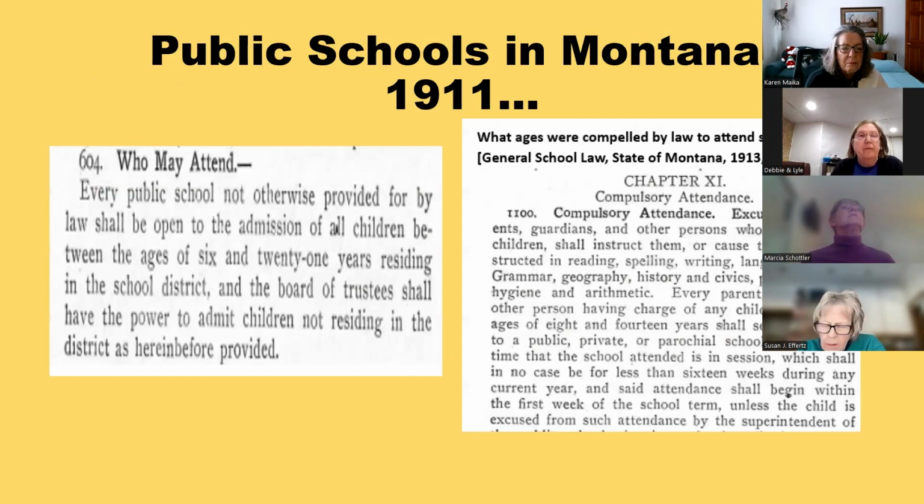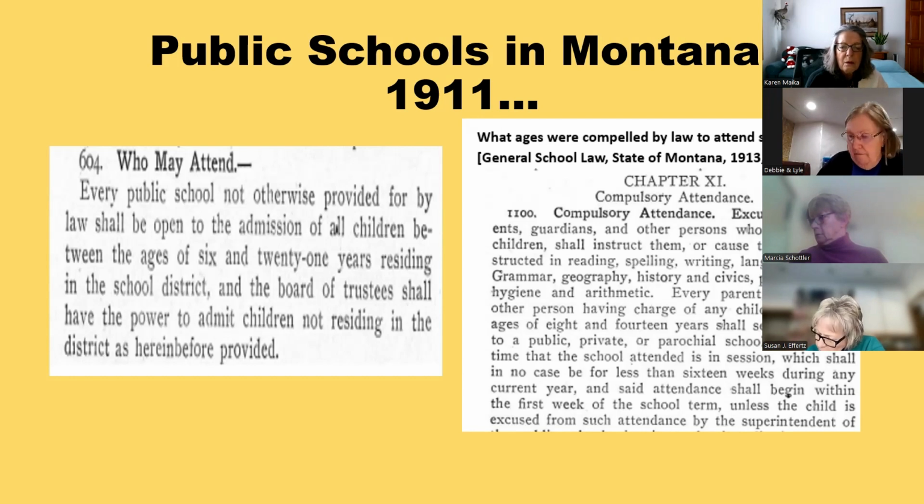In Montana, I want to concentrate just a little bit on 1911, because this is immediately after that study. And we had laws that said that those who could attend in Montana, kids between the ages of 6 and 21 residing in the school district, and boards of trustees at that point had the power to admit other kids not residing in their district. It also means they had the right not to admit them unless tuition was paid. So that's an important distinction for you.